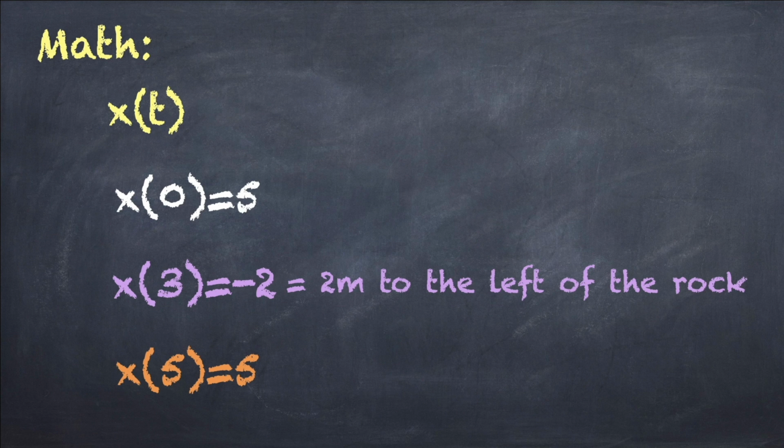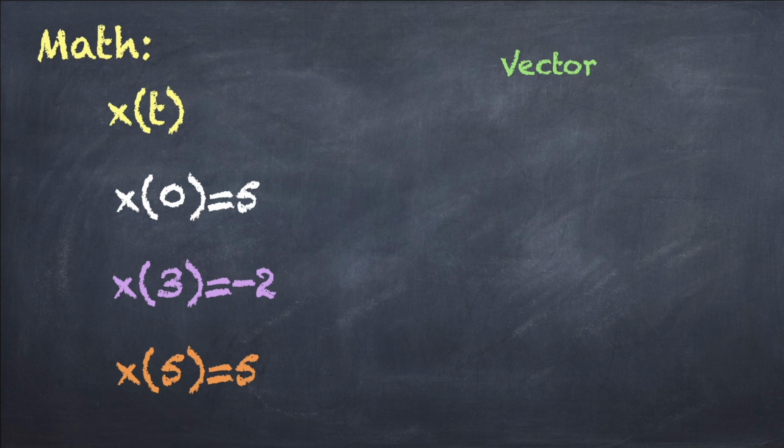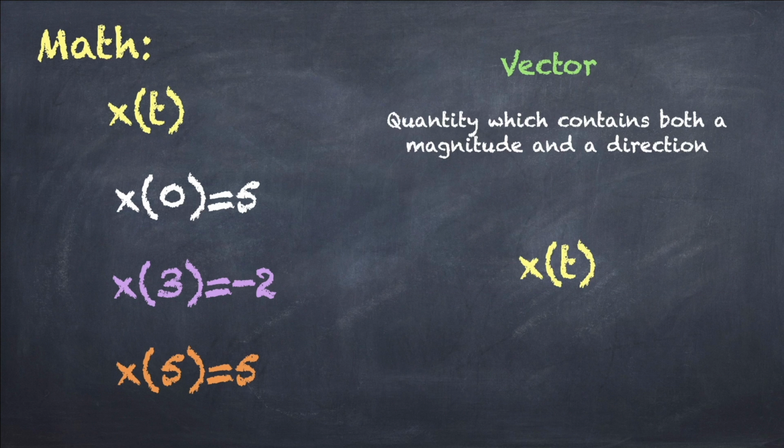The fact that position includes a direction indicates to us that it is actually a special type of quantity called a vector. Vectors are quantities which contain both a magnitude and direction. Vectors are important and will be discussed in detail in Chapter 3. For now, we'll just recall that position is a vector by including this tiny arrow symbol over our variable.